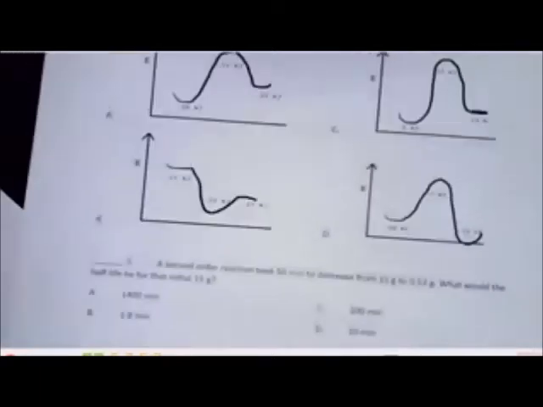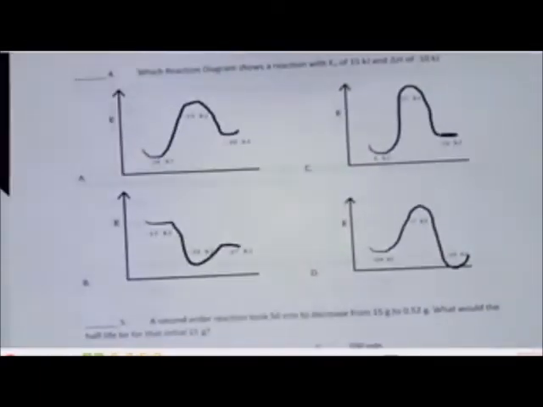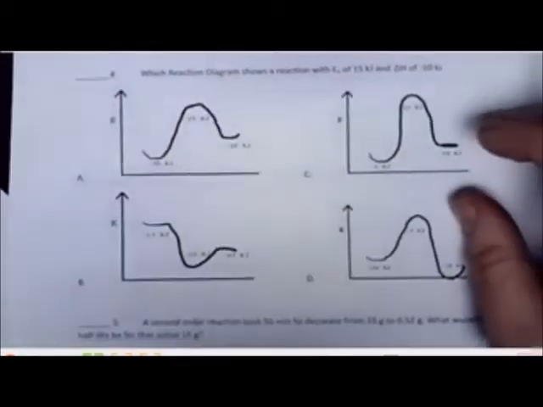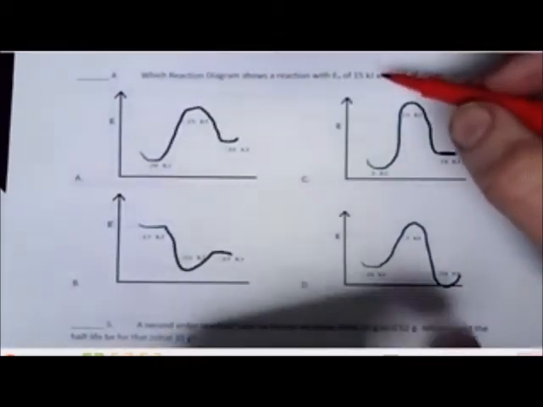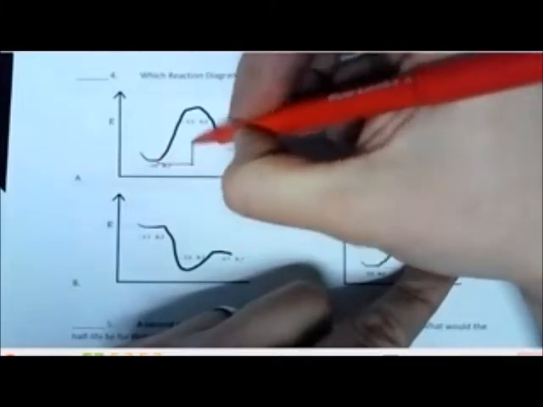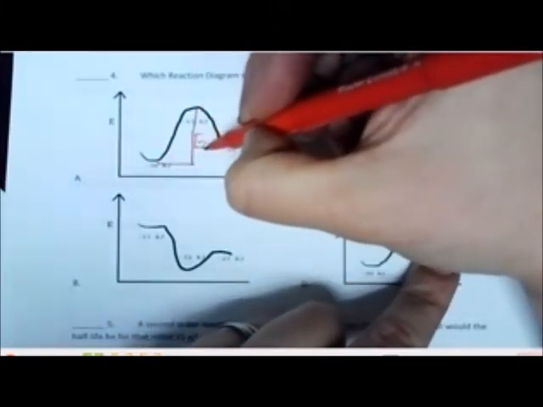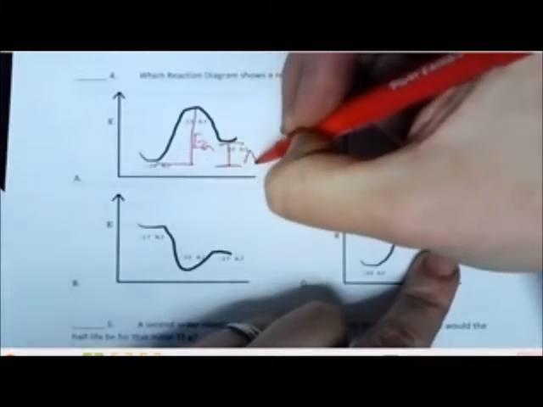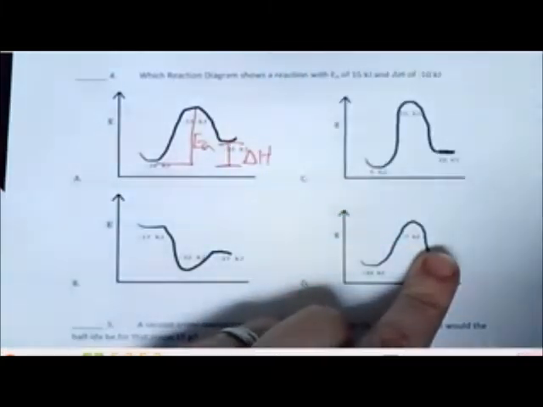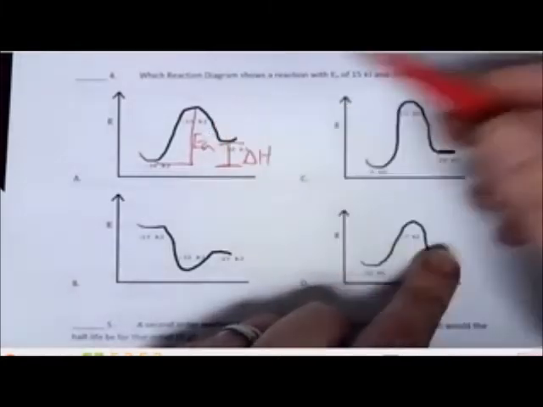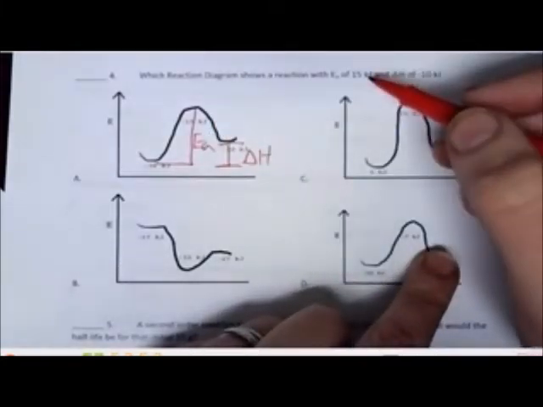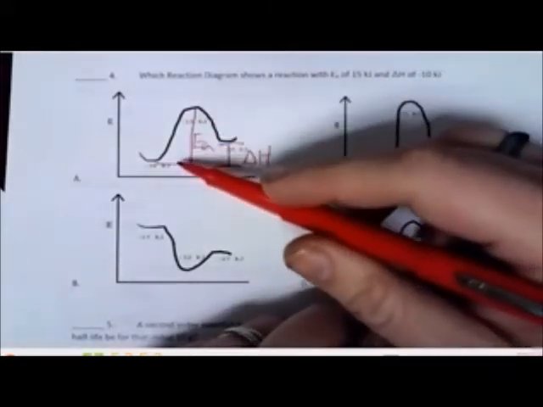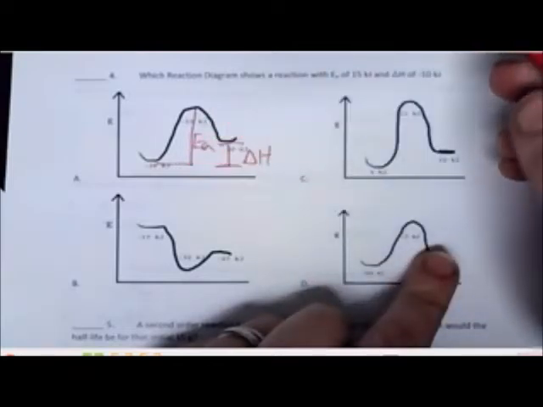That is plus 1. Right here, that's page 1. Reaction diagram, pretty simple stuff, as long as you know how to read it. Activation energy is the energy. That right here is the activation energy. The difference between here and here is my delta H. So the difference between the starting and ending point is my delta H. The difference between the starting point and the highest point is my activation energy.